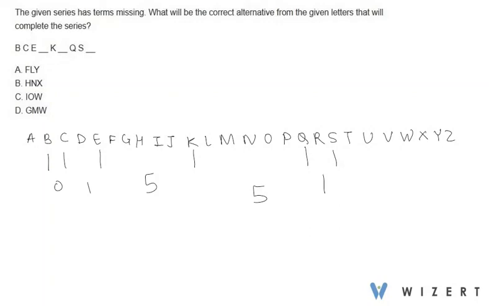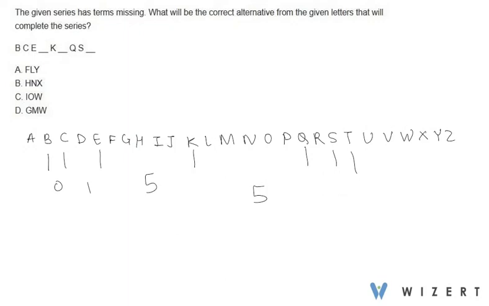And over here, if we take T, there is no option for T because there is a difference of 0. So 0, 1, 5, 5, 1, 0. If we think like that, there is no option for T. So this cannot be the correct sequence. So let's try to find if there is some other way of relating these letters.